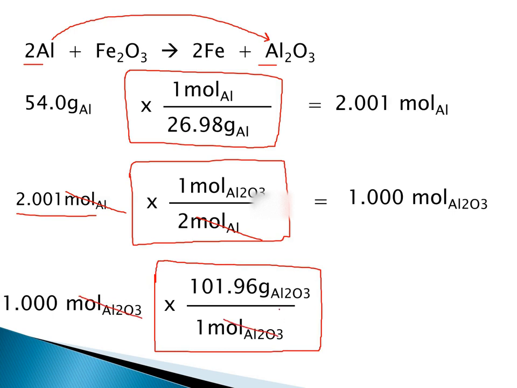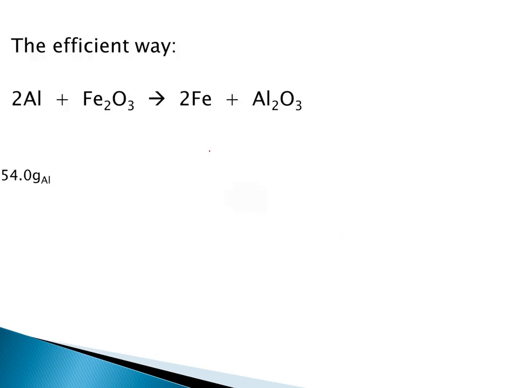So we put moles of aluminum oxide on the bottom. We use the molar mass to find out how much 1 mole weighs, or how many grams there are in 1 mole. And then that will give us our final answer, approximately 102 grams of aluminum oxide produced. You can do this a lot faster.